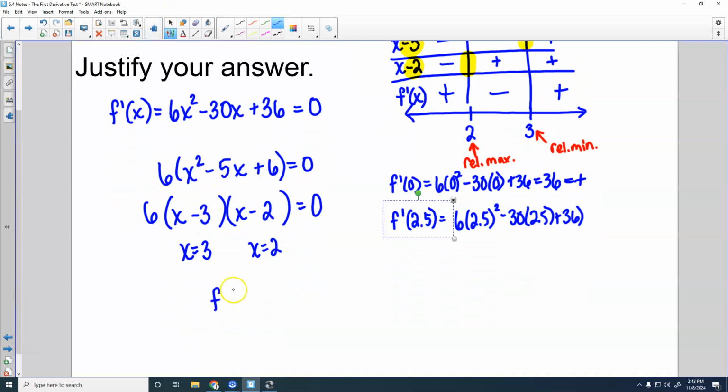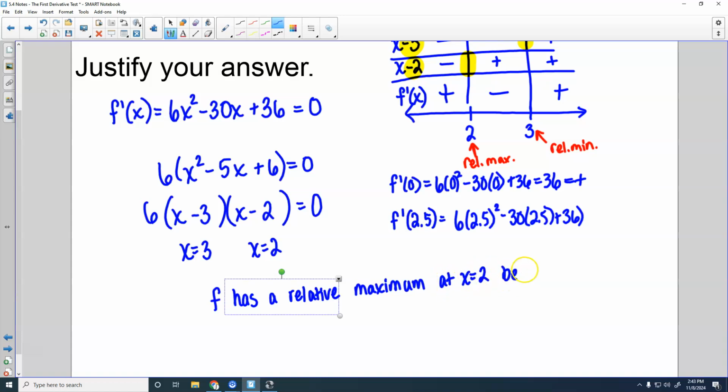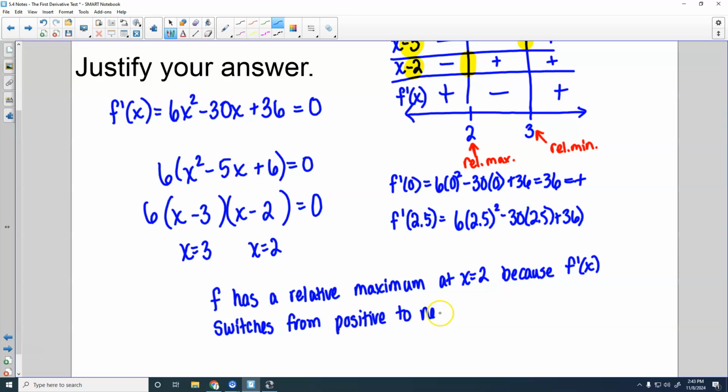So f has a relative maximum at x equals 2 because f prime of x switches from positive to negative at this point.